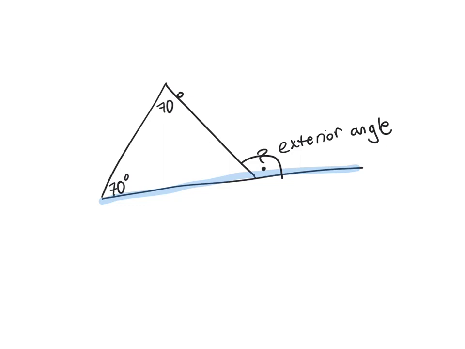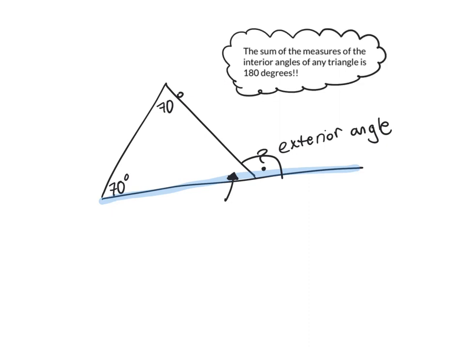It may look like we don't have enough information, but we do. Think about it for a minute. What do you know about this interior angle that's adjacent to the exterior angle that we're talking about? Well, you might be thinking 180 is an important number, and you're right. Because yes, the measures of the interior angles of any triangle add up to 180 degrees.